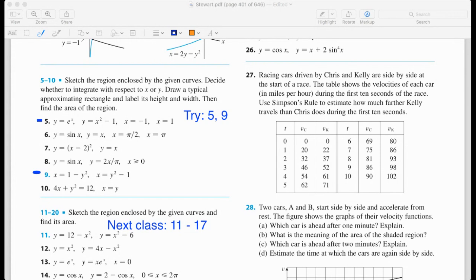Okay, Alexandra wants to try 5. Then I will need somebody to try 9. Alexandra, you can get yourself ready. Let me make you presenter.